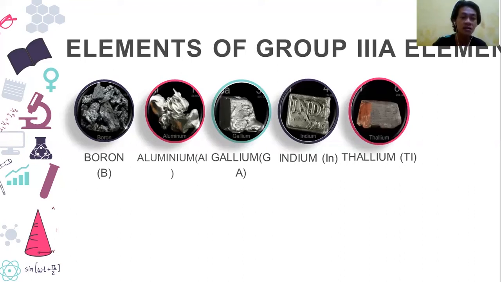Next is gallium. Gallium is a chemical element in the periodic table that has the symbol Ga and atomic number 31. A rare soft metal. Gallium is a solid that melts easily at low temperature, slightly above room temperature, and it melts in the hand. It occurs in trace amounts in bauxite and zinc ore.